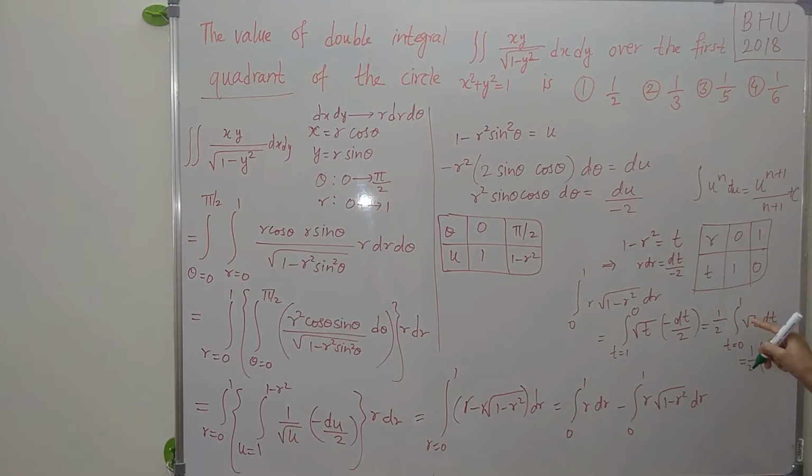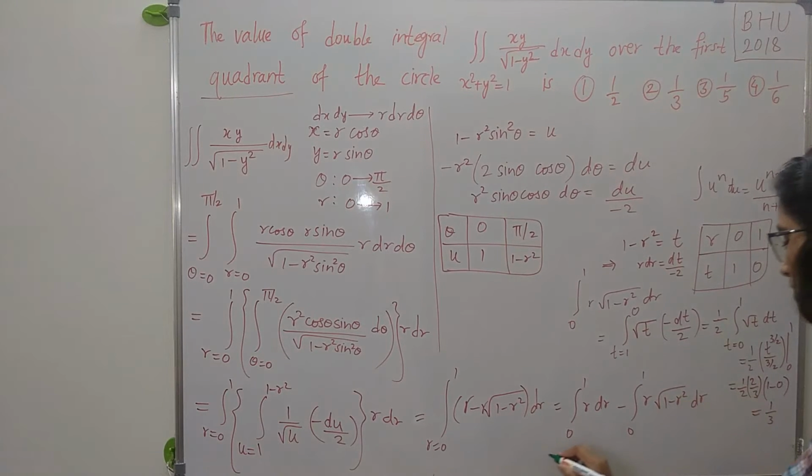So this is just equal to 1 by 2. Now the integral of square root t is equal to t raised to 3 by 2 divided by 3 by 2, limits are from 0 to 1. So this is just equal to 1 by 2, this is 3 by 2, so it is 2 by 3. Now 1 raised to 3 by 2 is just 1, 0 raised to 3 by 2 is 0. So this value is just equal to 1 by 3. Right. So this integral is just equal to 1 by 3.